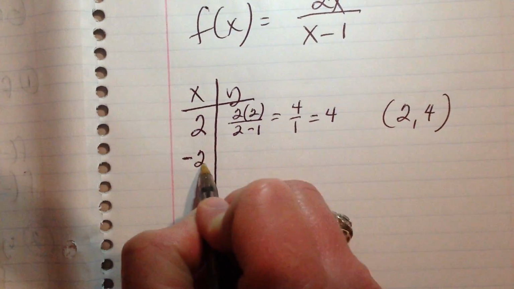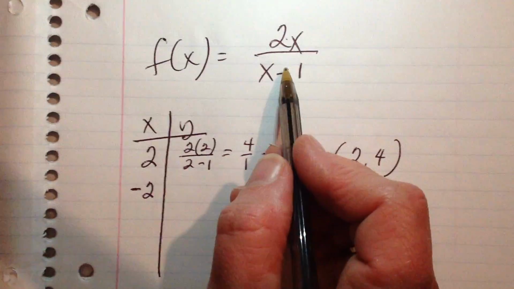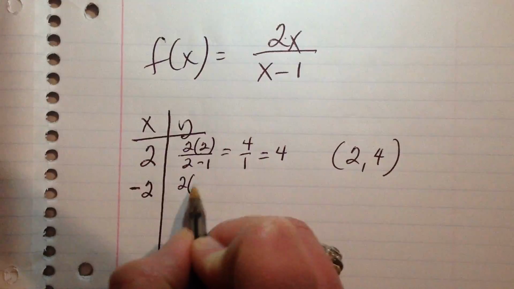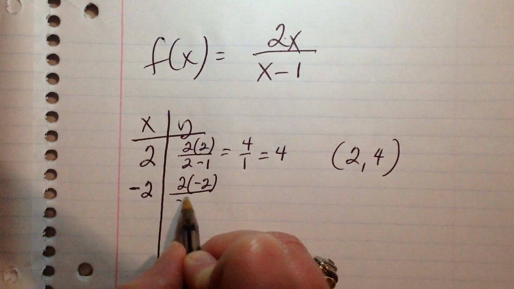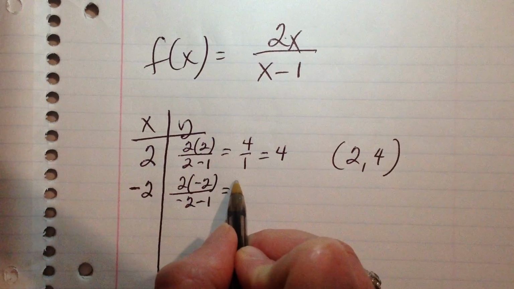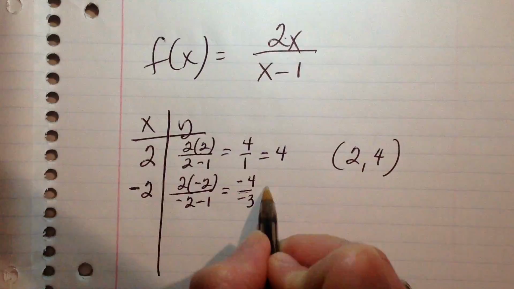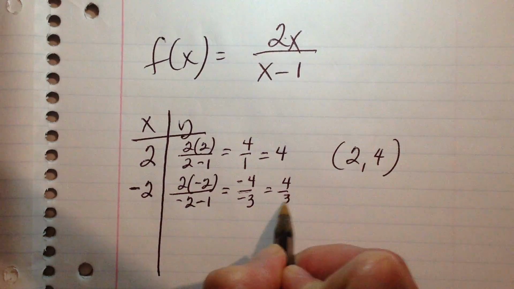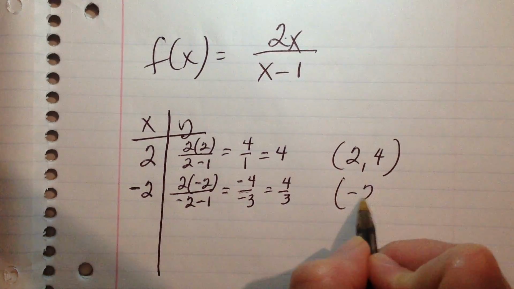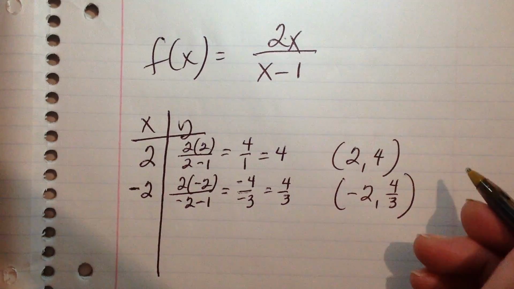I could plug in negative 2. Plugging negative 2 back into the original problem, I'd have 2 times negative 2 divided by negative 2 minus 1. Well, 2 times negative 2 is negative 4, and negative 2 minus 1 is negative 3. That would give me 4/3. So I have the point (negative 2, 4/3), or 1 1/3.